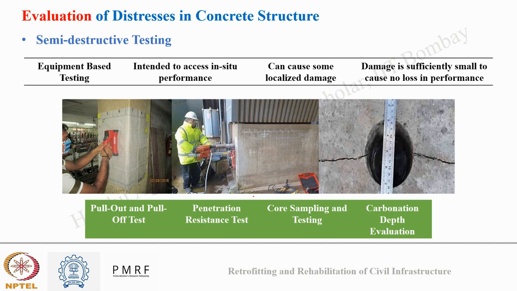After visual inspection, we have semi-destructive testing. So what are the key points of these tests? These are equipment-based tests, and they are intended to assess the in situ performance of the concrete. In visual inspection, we just did a qualitative surface look at an infrastructure. What is the status of the infrastructure? If we want to go deeper, we need to go for some testing. In semi-destructive testing, we assess the in situ performance. What is the live performance of the infrastructure? Since these are semi-destructive, they may cause some localized damage to the structure, which needs to be repaired after the testing is done.